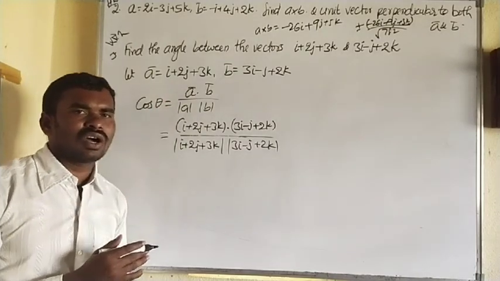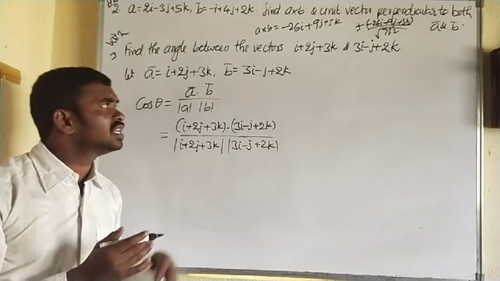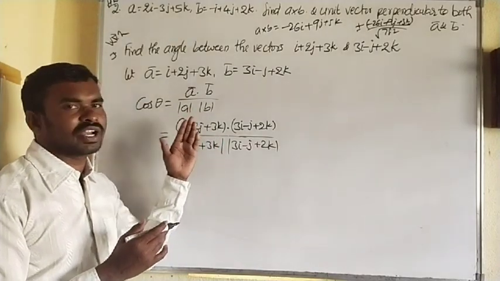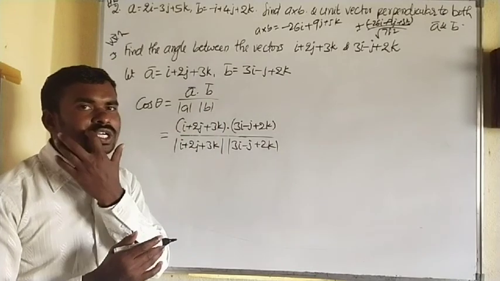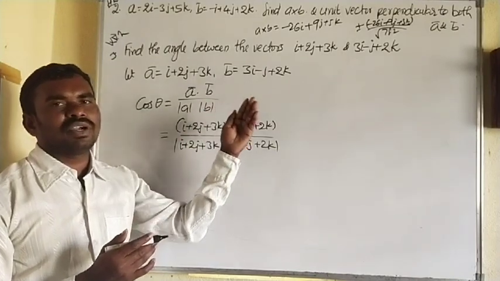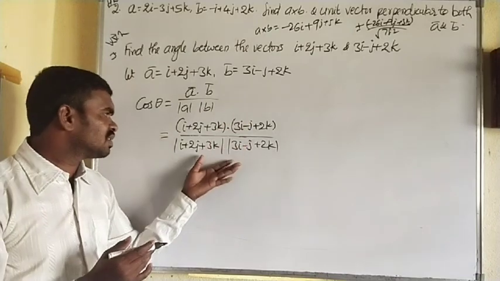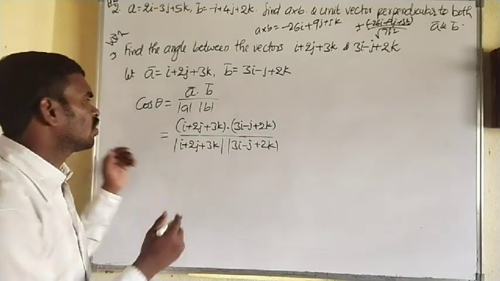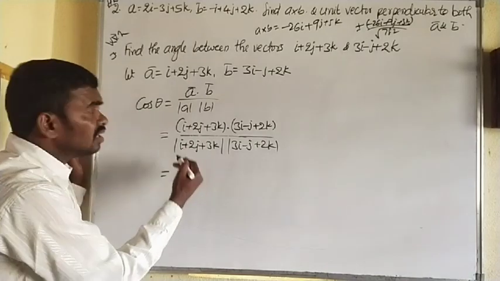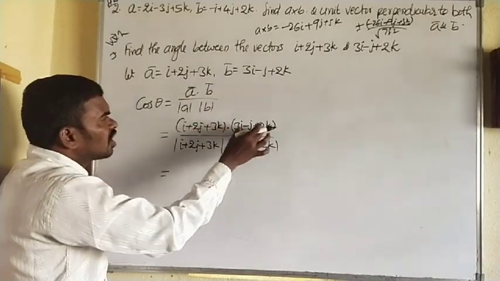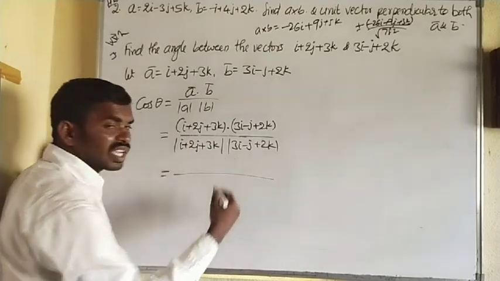In planes, how to find the angle between two planes? Same formula, but here we wrote it in vector form, A dot B by mod A mod B. There we can write cos theta equal to A1A2 plus B1B2 plus C1C2 by root of A1 square plus B1 square plus C1 square. If you simplify this also, we get the same form. Okay. Come to here, the cos theta formula is A dot B by mod A mod B. A means this one, dot B means this one. And simplify this, we can get the angle.